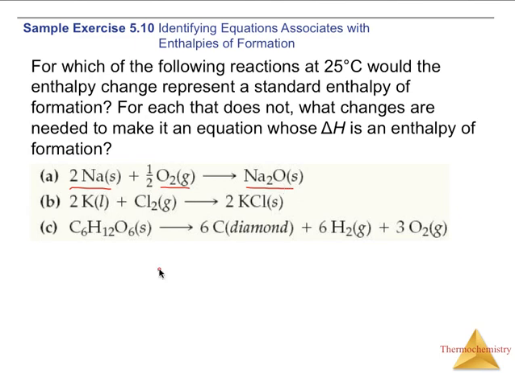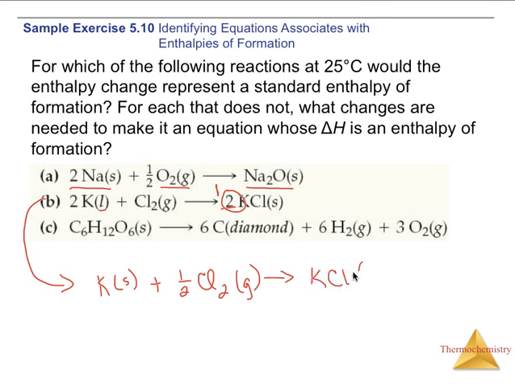Looking at the second one, I have 2 potassiums as a liquid and chlorine as a gas. That's good. Making 2 moles of potassium chloride solid. We really want this to be a 1. Potassium as an element is going to be a solid. And then 1/2 of a chlorine molecule as a gas, and this is going to make KCl as a solid. That would represent the equation for the enthalpy of formation for potassium chloride.